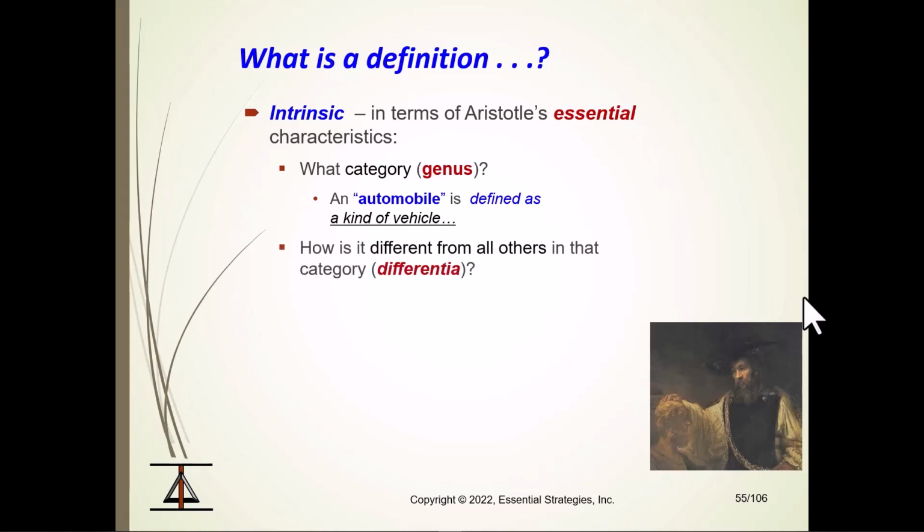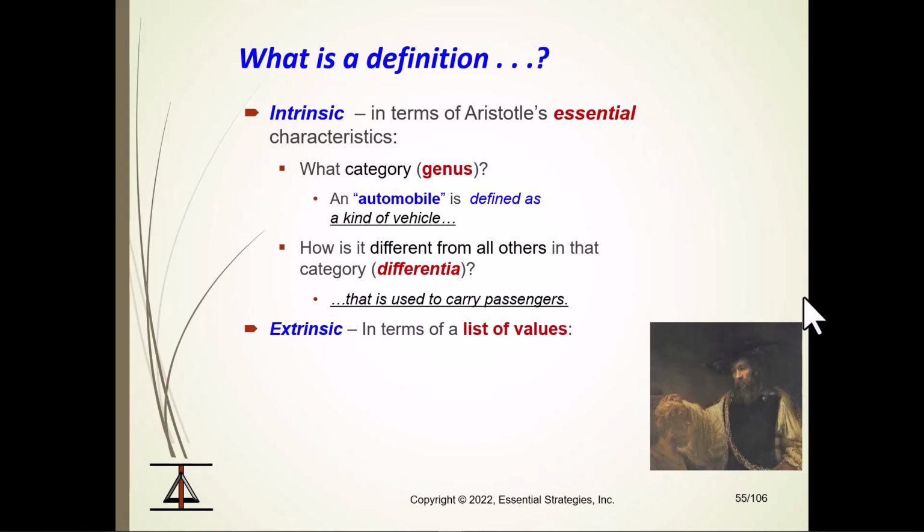Second, say what kinds of characteristics differentiate this term from all others in this category. In the Middle Ages, followers of Aristotle gave this the Latin name differentia. For example, an automobile is defined as a kind of vehicle that is used to carry passengers. An extrinsic definition, on the other hand, is where most of us start the process. Here the definition is simply a list of values. This might be a good place to collect your thoughts, but it is not as satisfactory as a final result.